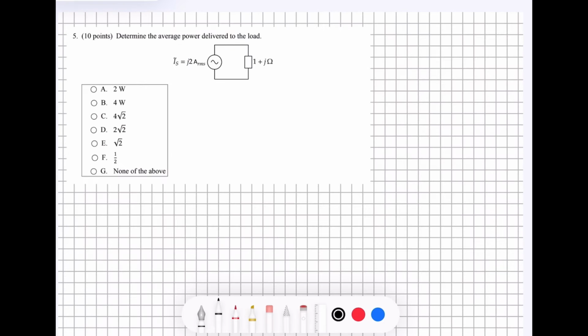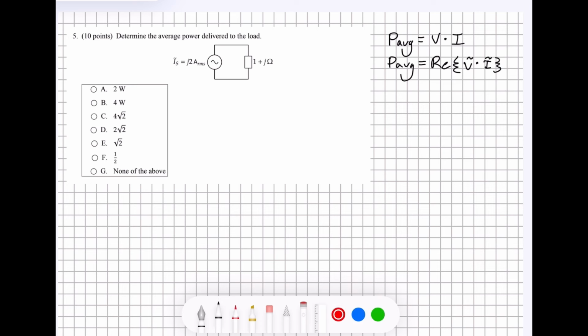Problem number 5 asks us to determine the average power delivered to the load. The equation that we want to use for this is going to be the average power is equal to the voltage times the current. Because this is in the phasor domain, which we can see from the I value and the impedance value over here, we're going to have both a real and an imaginary part of this equation. But what we want to find for the power is we only want to look at the real part. So we can modify our equation to say the real part of V times I in the phasor domain.